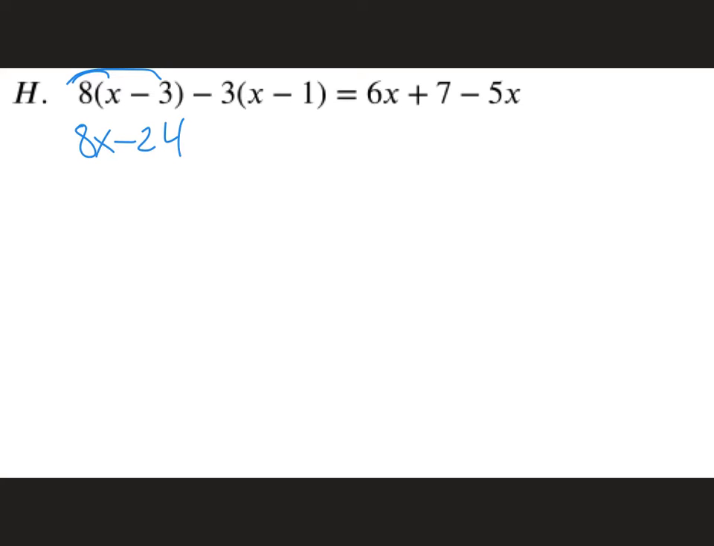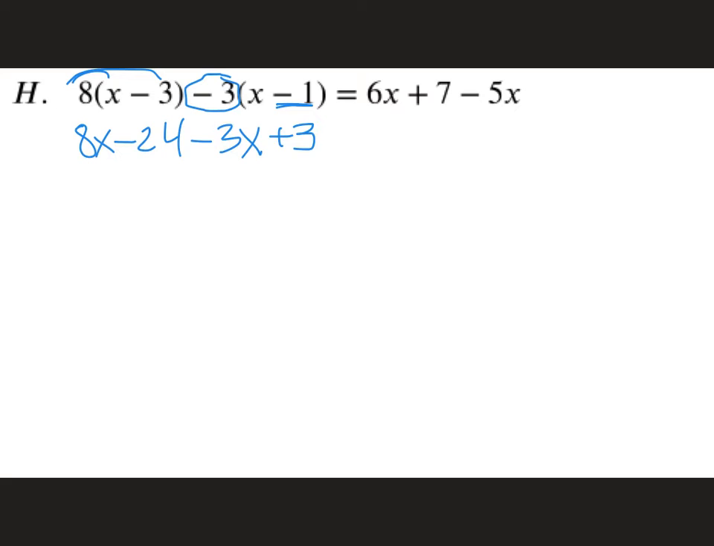Based on the pre-assessment and just experience, this second set of parentheses is where people will make mistakes. And that is because of this being a minus 3, which needs to be treated as a negative 3. So if you have negative 3 times x, that should be negative 3x. Most people will get that correct. That's not going to be the problem. It's the second term that's going to be the issue. So the negative 3 times the negative 1 should be plus 3.